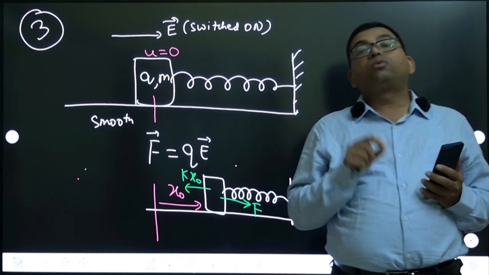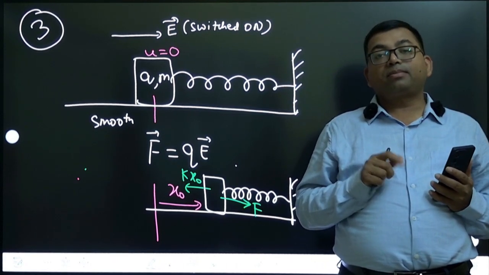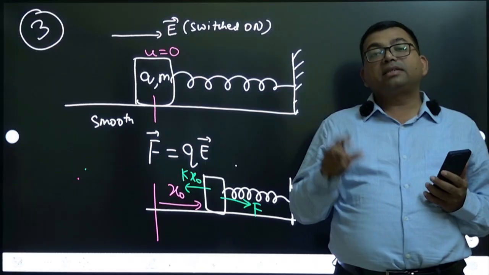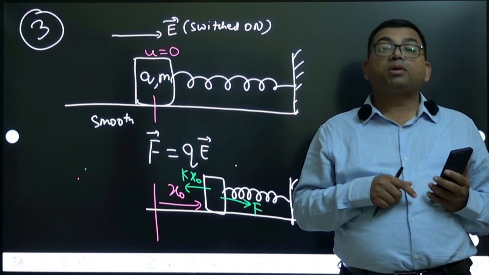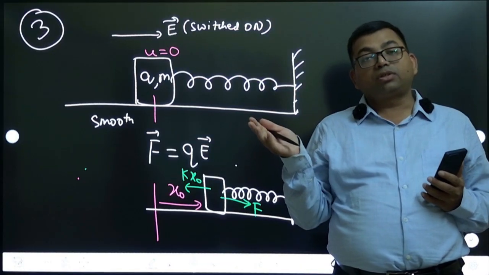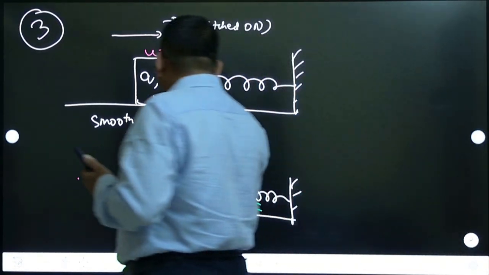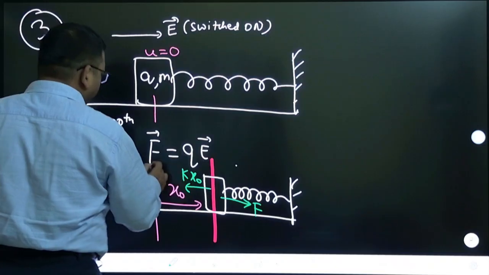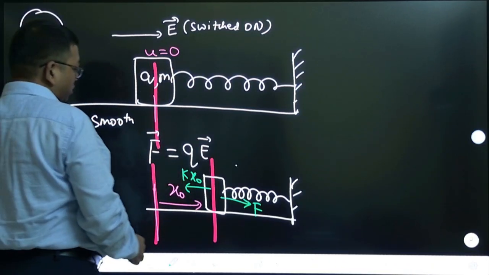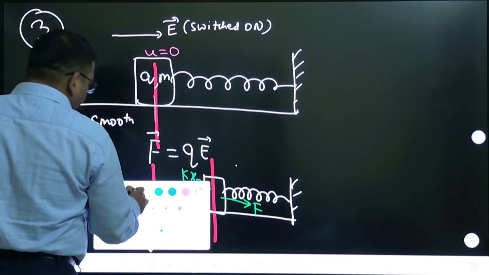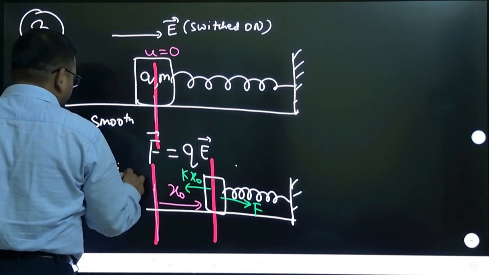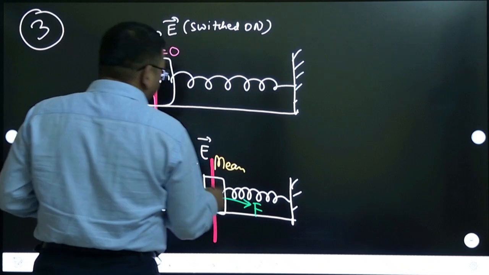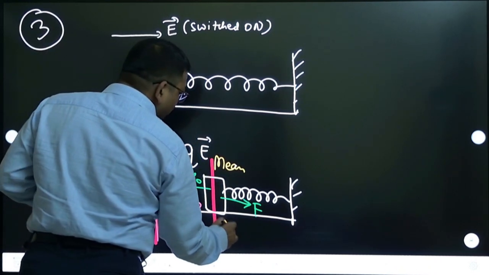Equilibrium means what? Forces are balanced. But this does not mean the body will stop. The body has speed. Like in SHM, the body has maximum speed at the equilibrium position and it goes to the other extreme. So right now this is like an equilibrium position, the mean position. The initial position is like an extreme position, right? So this is the extreme position, and this is the mean position. It will not stop here because it will gain some speed here.